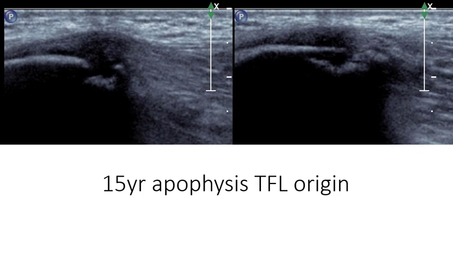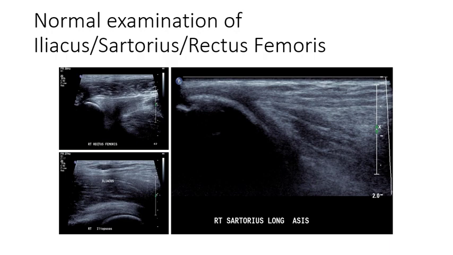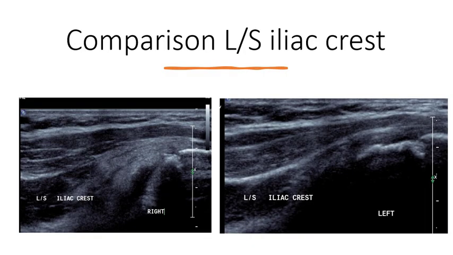So given this was a non-tender site, we moved the examination onward to the sartorius, which you can see is quite normal in the large image on the right. And then looking at hip flexors, so the rectus femoris, direct head in the top left image, and the iliacus, which was normal also.